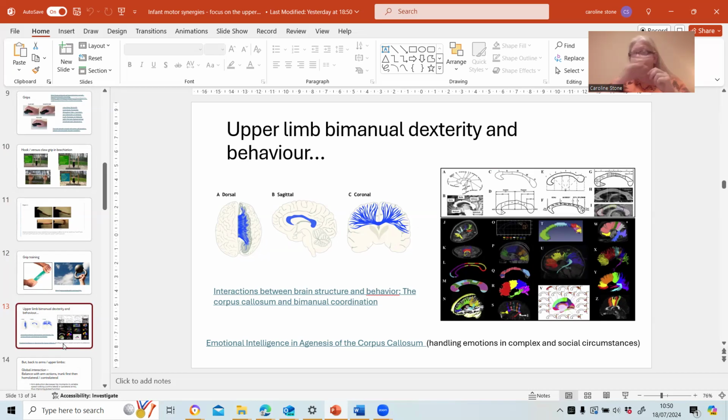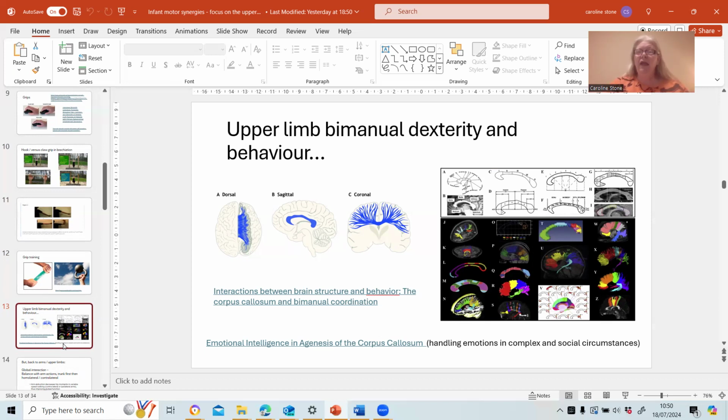Now, by using both hands, we have to use the motor circuitry from both sides of our cortex in order to appreciate what's going on. So we inform a huge swathe of the cortex by developing the corpus callosum, and the upper limb interactions really help with this interhemispheric communication.